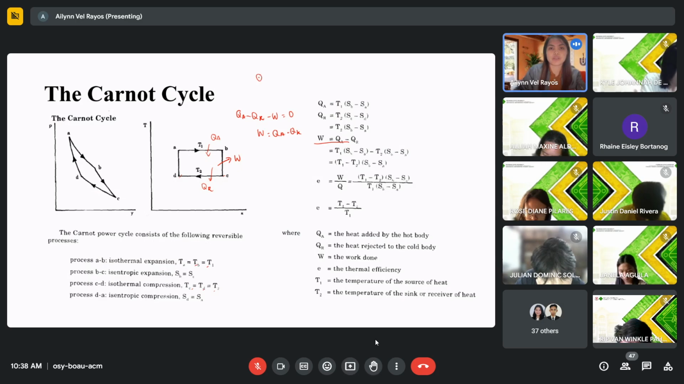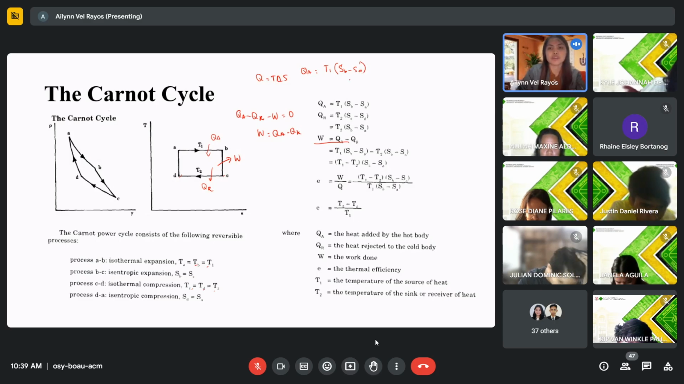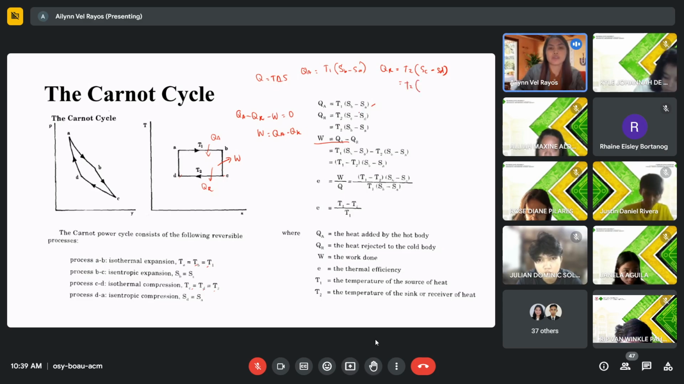So, the formula natin to get heat is T delta S. So, to get the value of QA, since QA is at T1, so T1 delta S, which is SB minus SA. So, ito yun. So, yung QR naman natin is at temperature 2 or low temperature times SC minus SD. Or equal, since SC is equal to SB dito, and then SD is equal to SA. So, this is our QA, this is our QR.